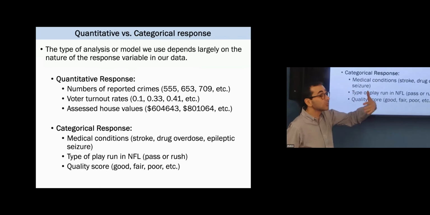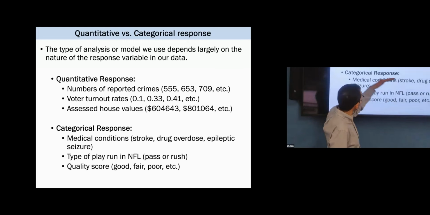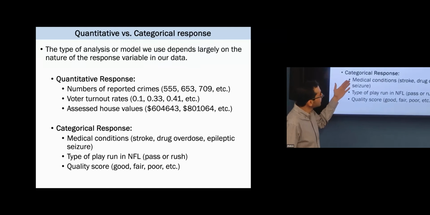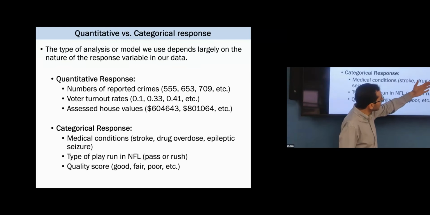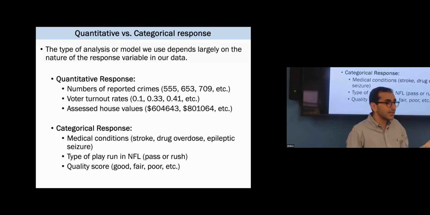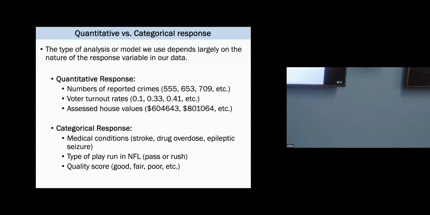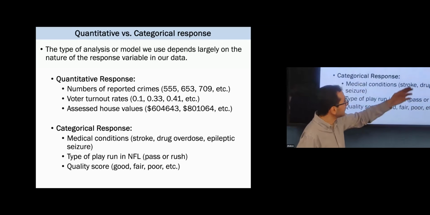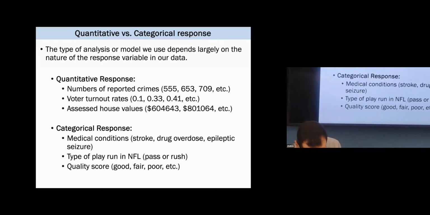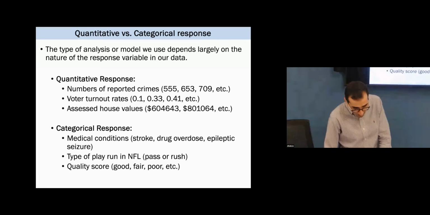Okay, let me try to give you an idea why that may not be the case, like why it may not be suitable to apply linear regression. Let's take the first scenario. You have the medical condition: stroke, drug overdose, epileptic seizure. Let's say you want to apply linear regression. What would you do? Maybe you just assign some numbers to those different categories. So let me actually write it here. Let's say I'm defining 1 if someone has a stroke, the value 2 if they have the drug overdose, and let's say 3 if they have the epileptic seizure.